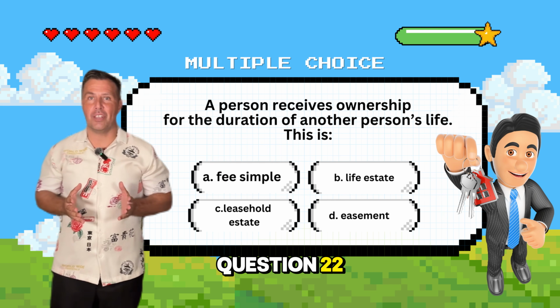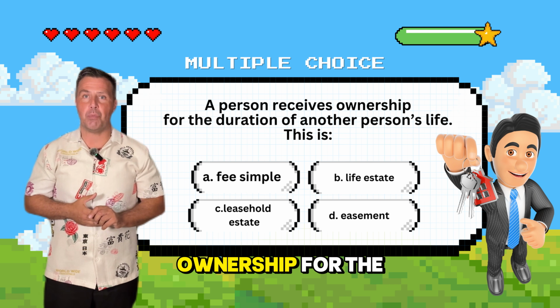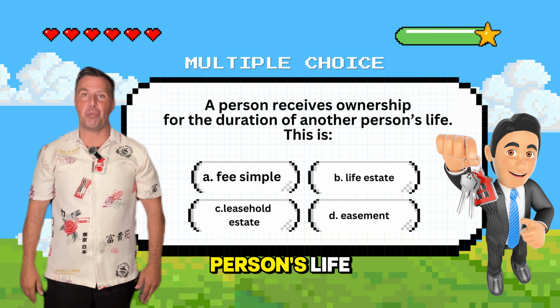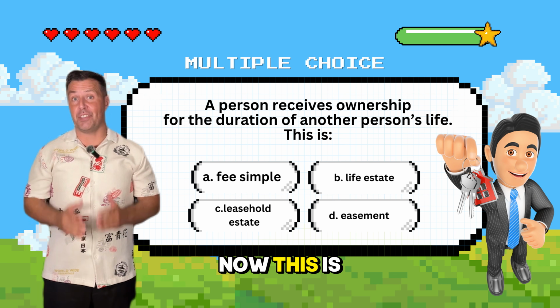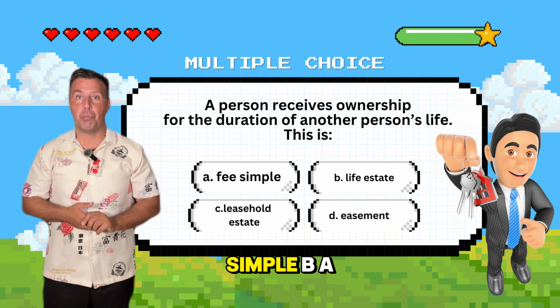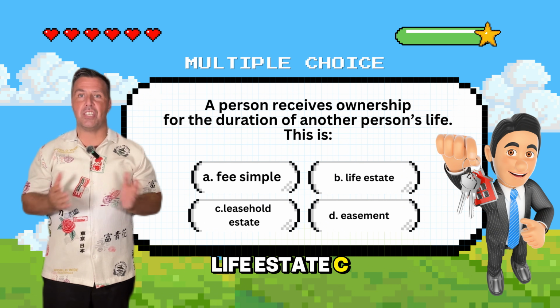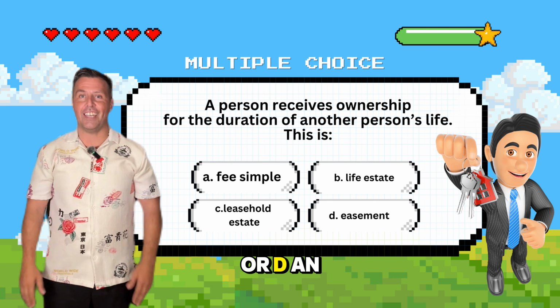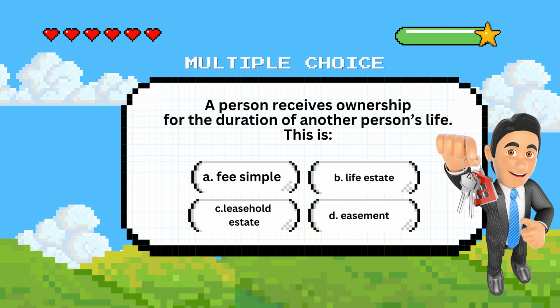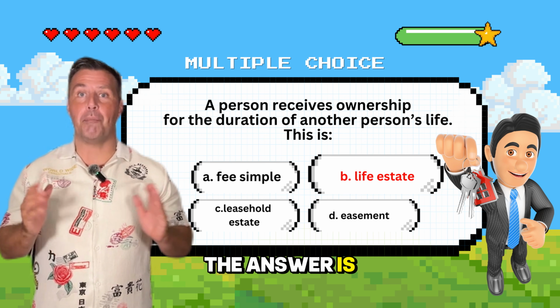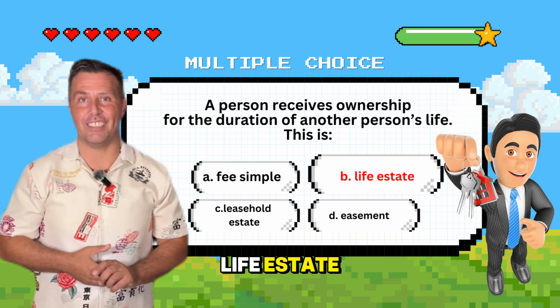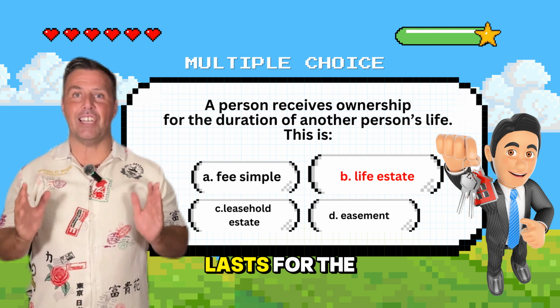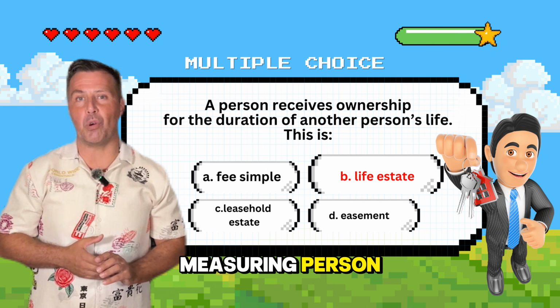Question 22. A person receives ownership for the duration of another person's life. Now this is A. Fee simple, B. A life estate, C. A leasehold estate, or D. An easement. The answer is B. It's a life estate. A life estate lasts for the life of a measuring person.